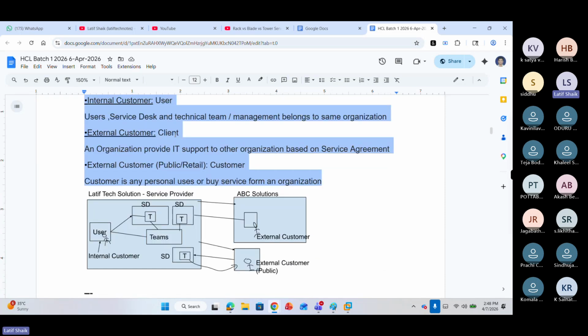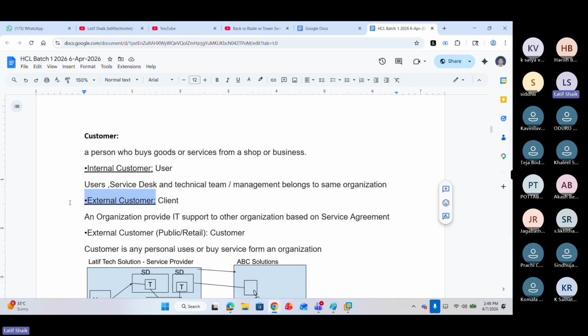Customers come in different types: internal customers and external customers. External customers can be organization-based, meaning an organization is getting a service, but it is organization-based. An individual person getting a service is a retail or public customer, who is also an external customer. For example, I am getting internet from Airtel, so I am a retail customer. When an organization gets internet, the organization is the customer here. Savantis is a customer of some internet service providers, right?